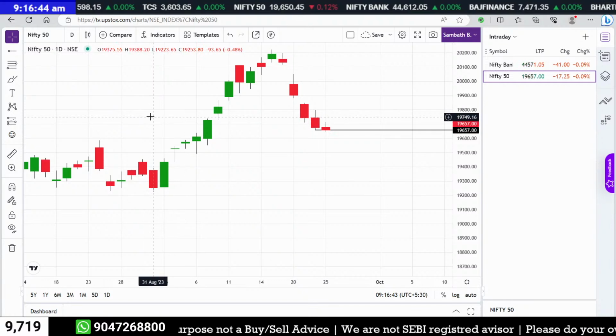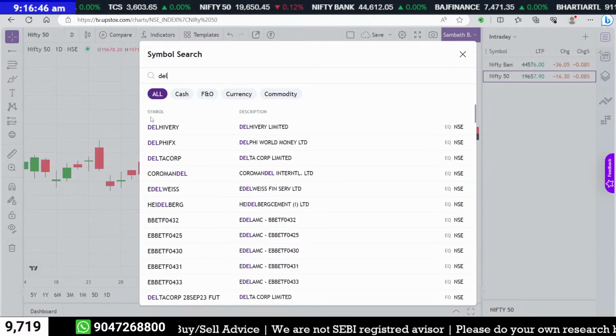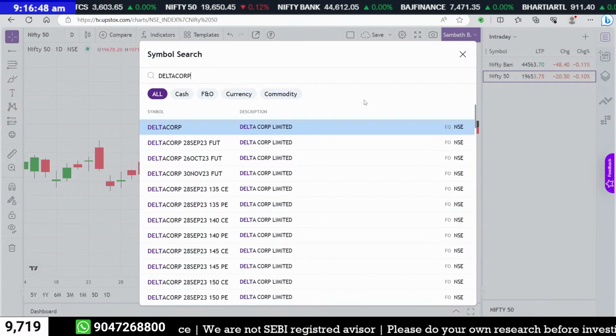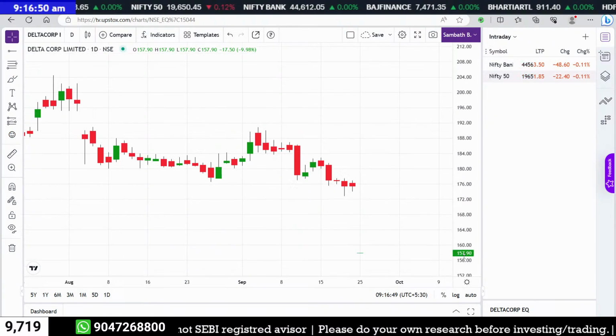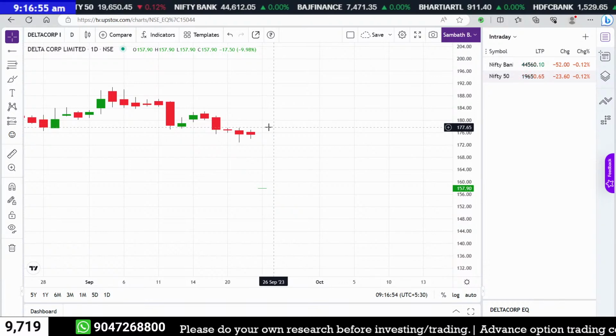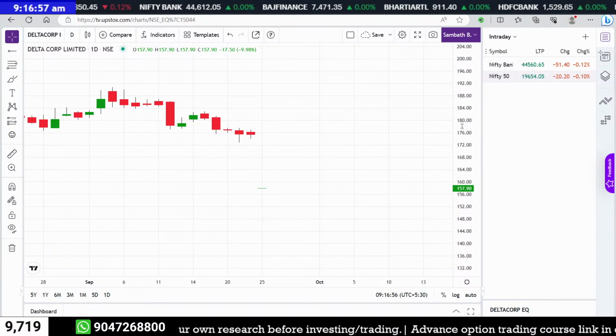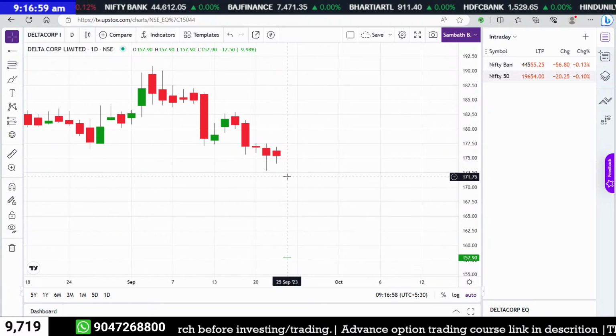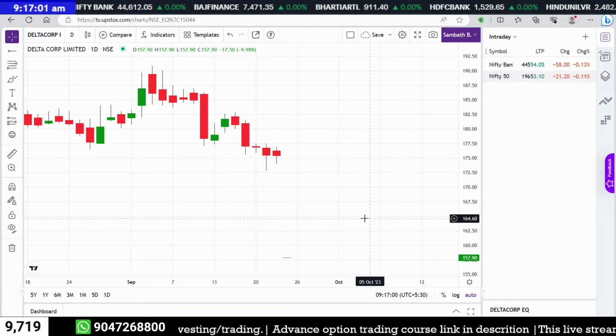I think Rakesh, you are seeing the pre-open session, right? Delta Corp, I think gap down. Yes, lower circuit. But it doesn't give you the opportunity. Better you just avoid it. So you are looking for a trend reversal, but it was a lower circuit on 57.